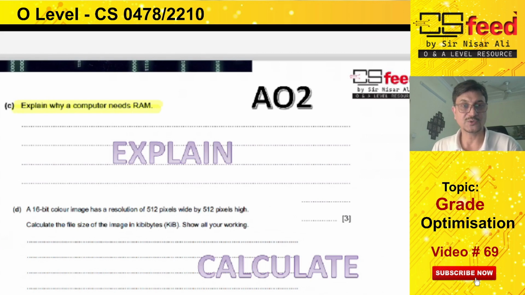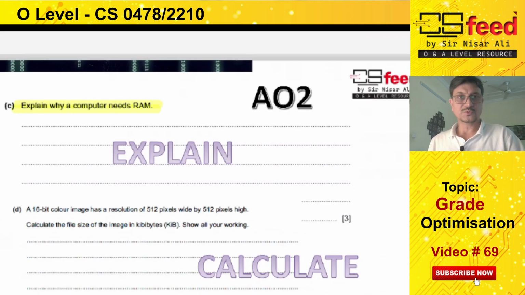And I usually share this quote with every student: once Einstein was asked, if I'm given 1 hour to solve a problem, what would I do? He said I will spend 90% of the time to understand it and only 10% of the time to solve it. So understanding a question is really important. All right. So why does a computer need RAM?